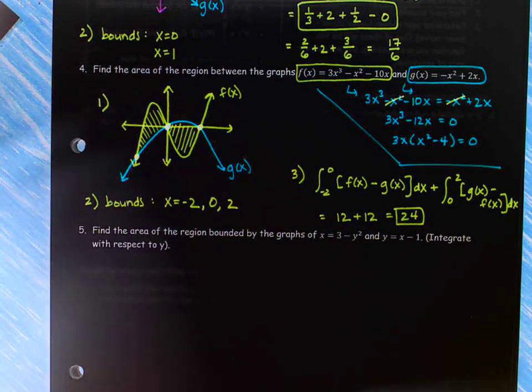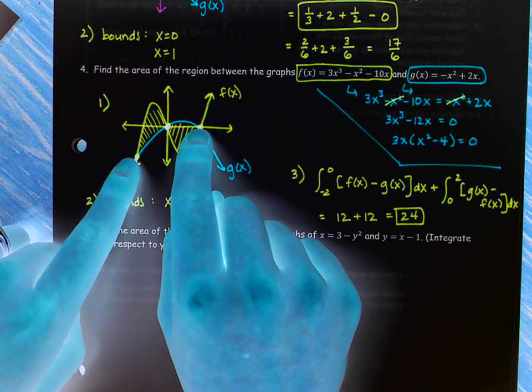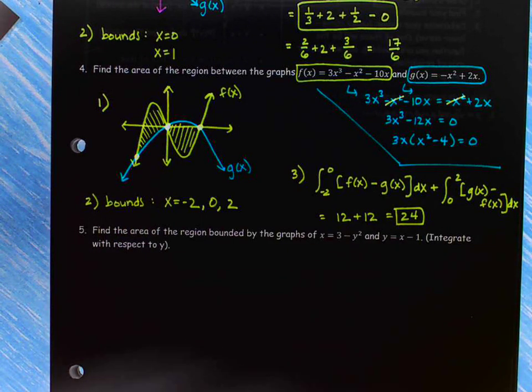So the big thing you have to remember is when I have two curves that intersect multiple times, if the one that's on top and the bottom switches, you need to do those as separate integral expressions. So we've got one more to do together, and this one's important because it's a little bit different.